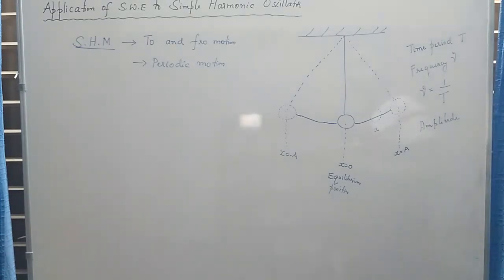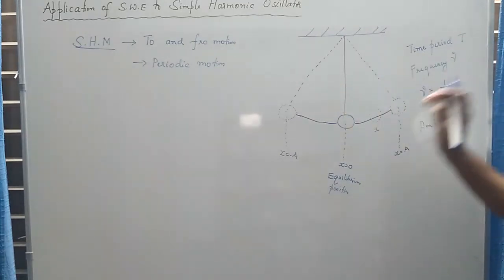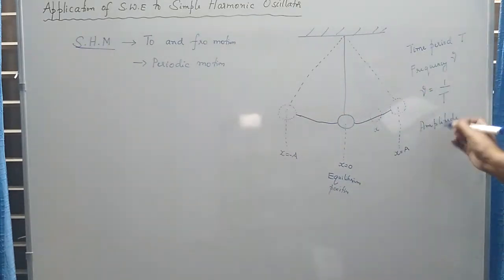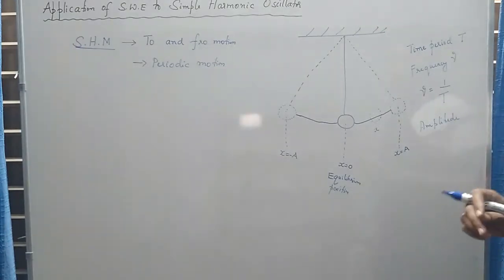So a simple harmonic motion is characterized by three important quantities. Okay, one is the period or the time period, the second is the frequency, that is the number of cycles per second, and the third is the amplitude, which is the maximum displacement of the particle from the equilibrium position.